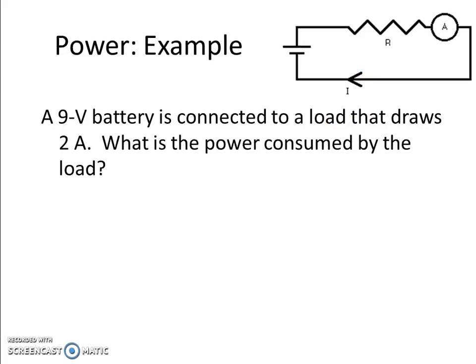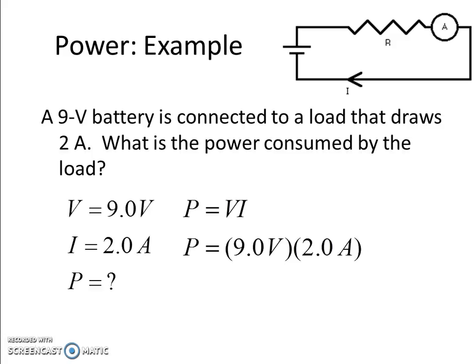And here's an example of that simple calculation. If we have a 9-volt battery connected to a load that results in a 2 ampere current, what's the power consumed by the load? And the calculation is pretty straightforward. We're given our voltage and our current. We need to find out the power. P equals V times I, or 9 volts times 2 amperes. And 9 times 2 is 18. It's an 18-watt power consumption.